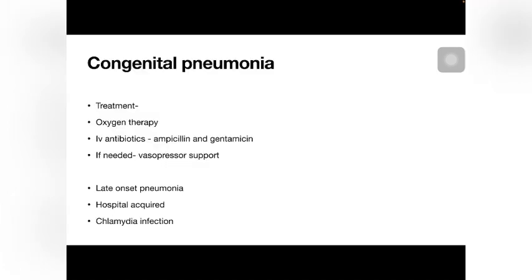The treatment includes oxygen therapy, IV antibiotics, which are mainly started, ampicillin and gentamicin, and if needed, if the baby is in shock, we could start vasopressor support. Late onset pneumonia. Late onset pneumonia is generally hospital acquired and is due to chlamydial infection.